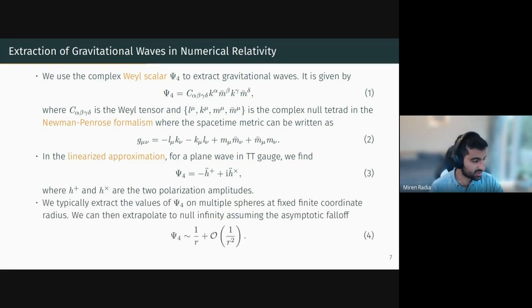So what we typically do is extract the values of psi4 on multiple spheres at fixed finite coordinate radius. We can then extrapolate these to null infinity by assuming the asymptotic fall-off of psi4, and this asymptotic fall-off is known as the peeling property.